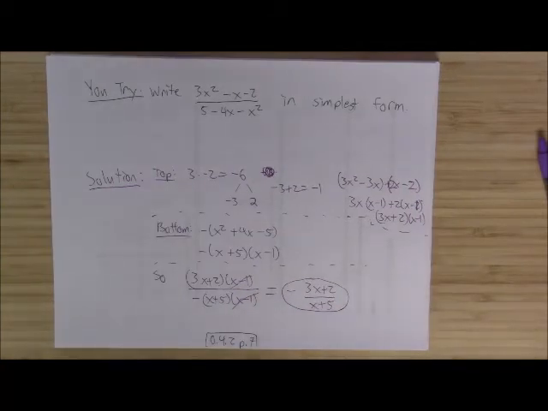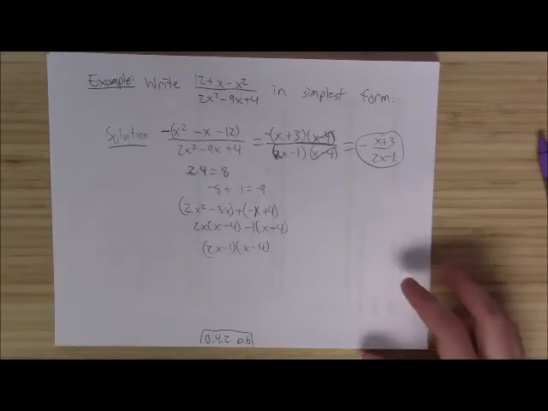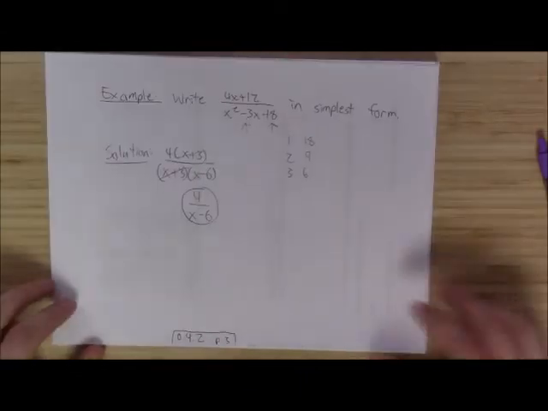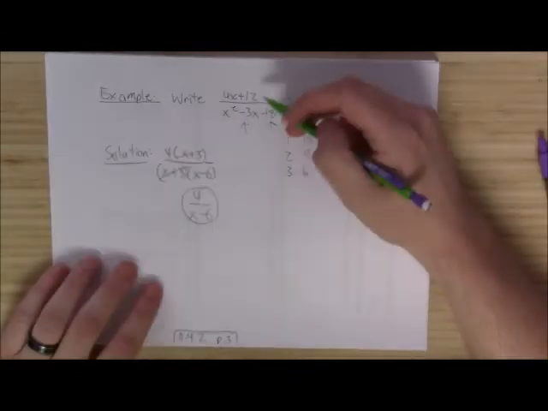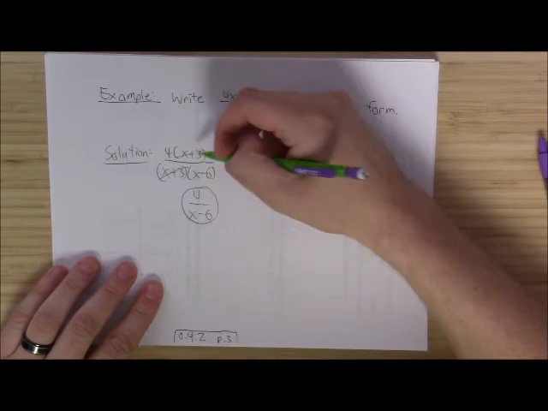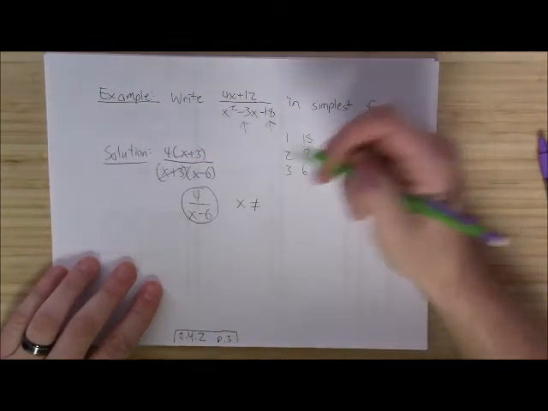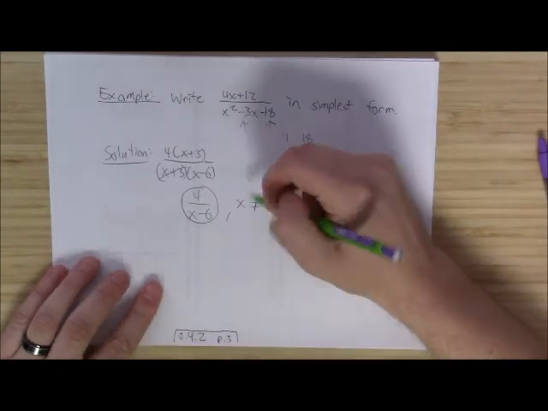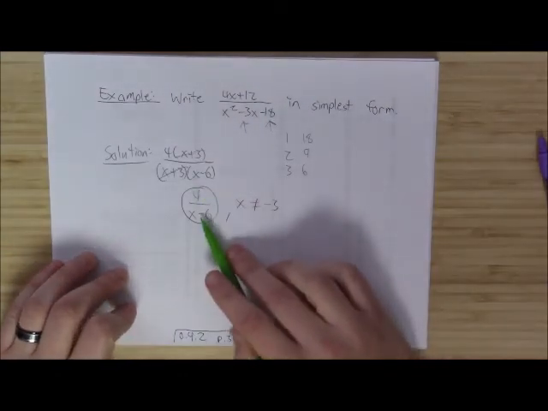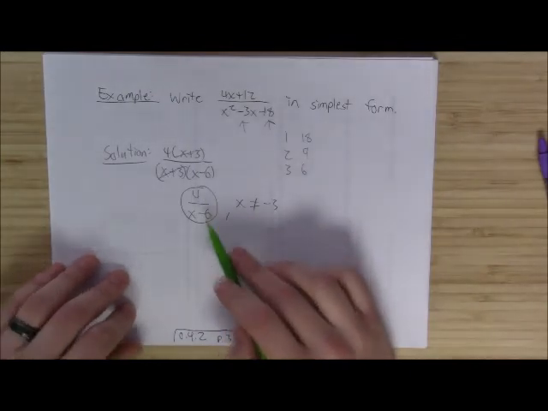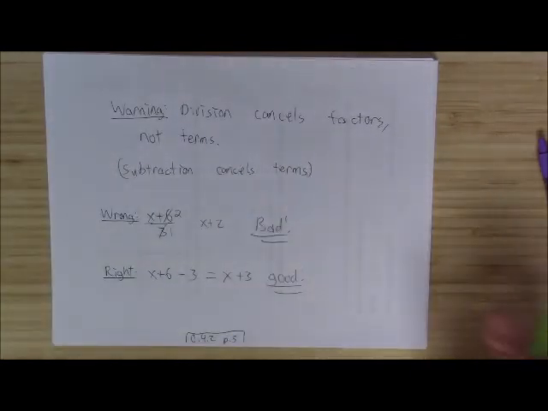Going back, though, there is something I forgot to mention. Let's go back through. Here we go. So back when I did my first example, it's important to note that when we cancel that, we need to combine the fact that we know x should not be negative 3. Otherwise, this is no longer an equivalent expression.